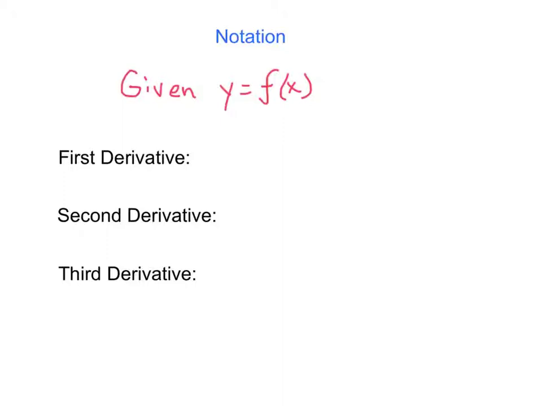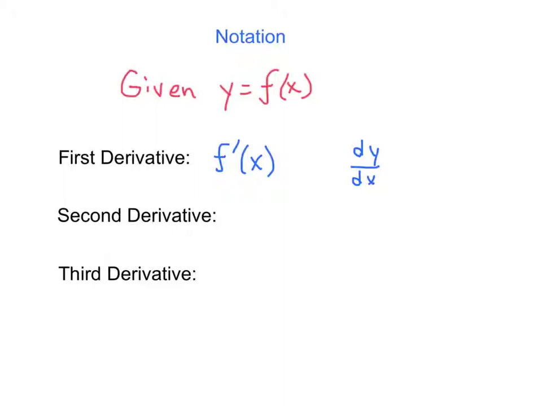If we are given a function y equals f of x, then, as you know, the derivative of y can be written in this notation, f prime of x. And in Leibniz notation, that would be dy over dx. We see them both ways in our text and in the problems that we do.